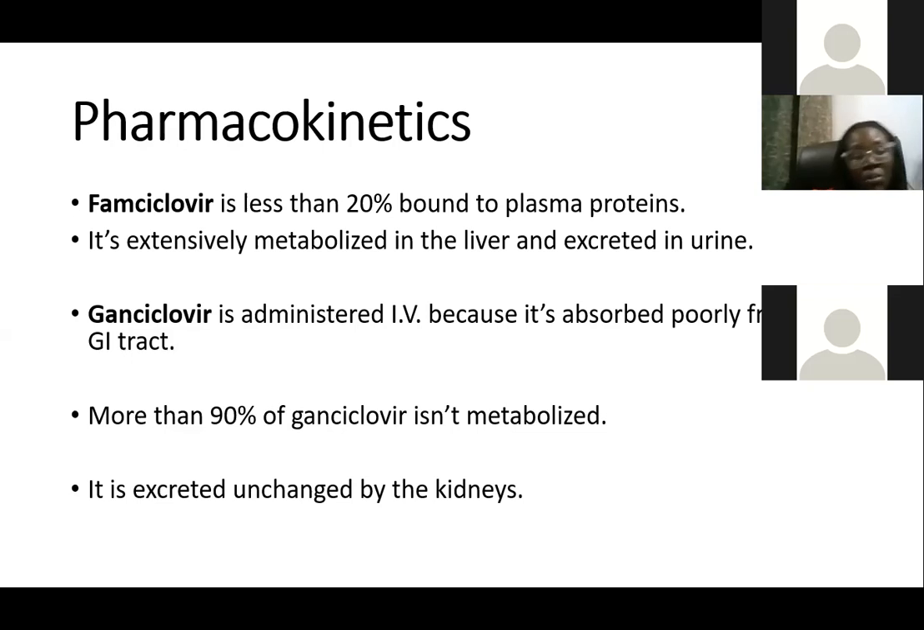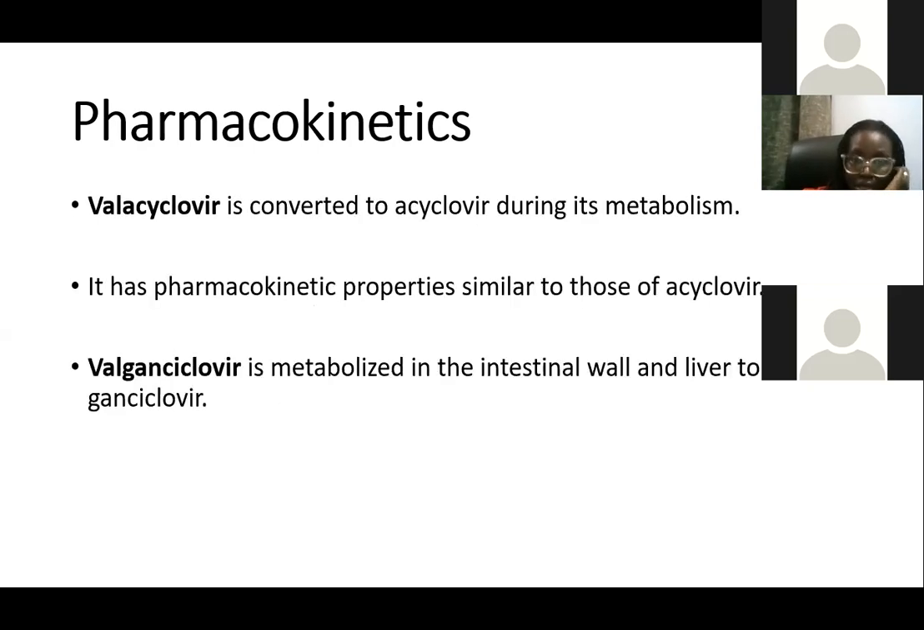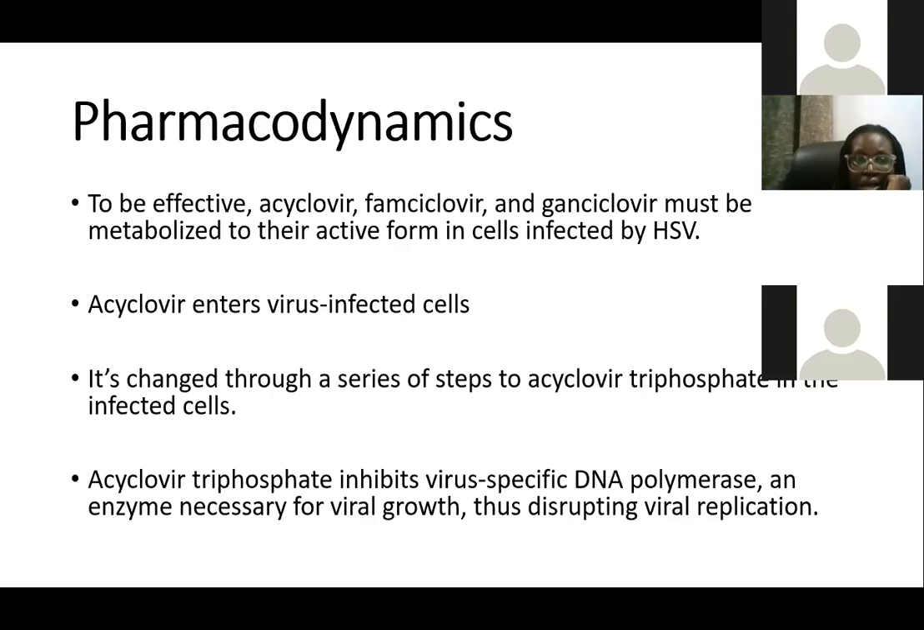It's always important to look for the odd one out. So ganciclovir is not given orally because it's poorly absorbed from the GI. So it's given IV. And most of it is not metabolized. It's also excreted by the kidneys. Valacyclovir is converted to acyclovir. And so once it's converted to acyclovir, its pharmacokinetic properties are similar to those of acyclovir. Valganciclovir is metabolized in the intestinal wall and the liver.